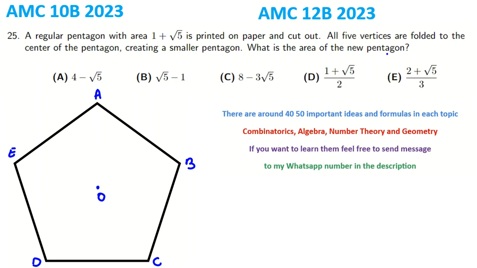Okay. So, the most important part is, what does folded to the center mean? A goes to O. So the new edge that will be created is the perpendicular bisector of AO. If you imagine it or do it on real paper, you will see it happens. Let me draw it.